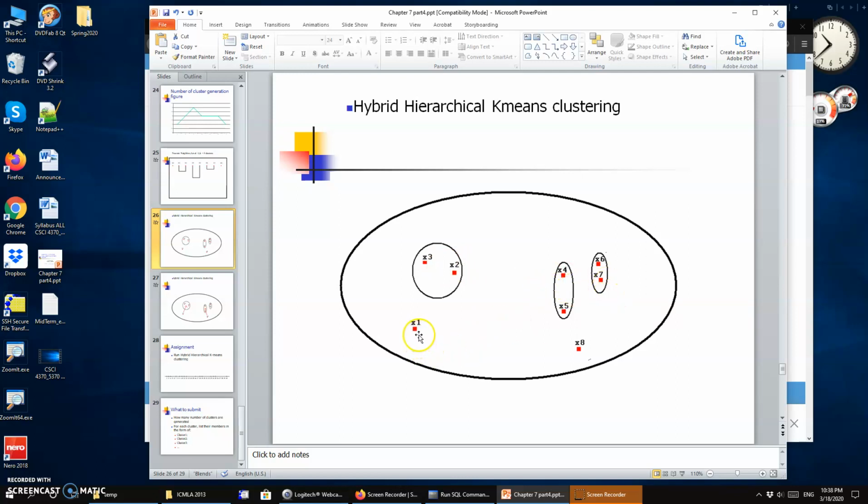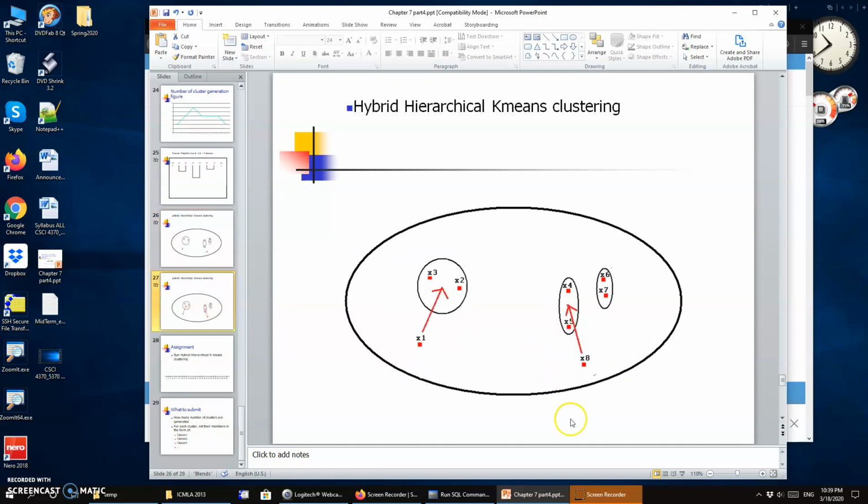So for the next thing, x1 will calculate the distance between this one and that one, and then assign to the closest one. For x8, it will do the same thing, calculate the distance among the 3, and then it will assign to the closer one. So you can see that we will be able to use the operation of k-means clustering to help us find the clusters. We will repeat this process until there is no change. So this is the idea about the hybrid hierarchical k-means clustering.